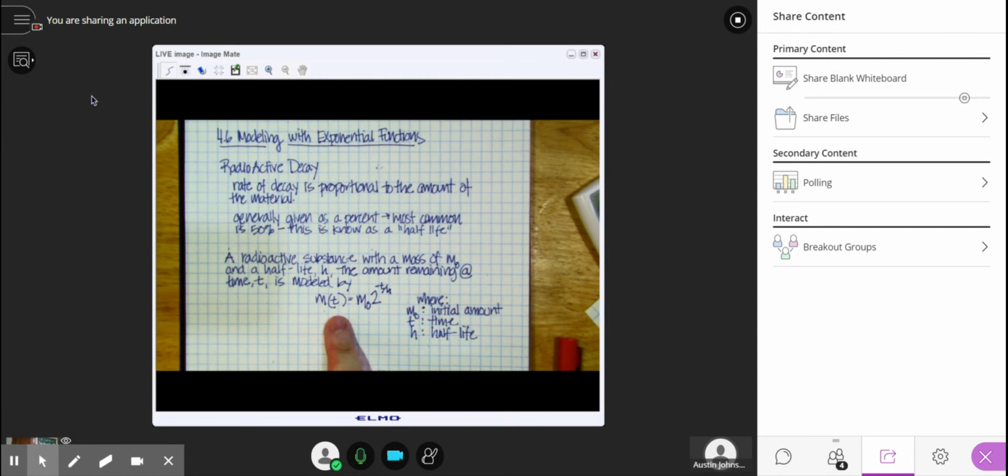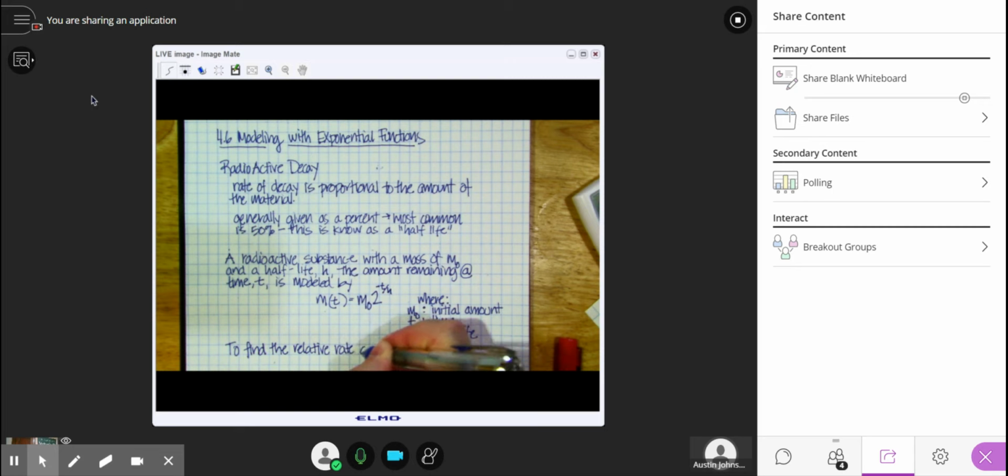This particular formula is specific to when you know the half-life. If you have the relative rate of decay, then m of t is equal to m of 0 times e to the negative rt, where m sub 0 is again your initial amount, t is your time, and r is the relative rate.